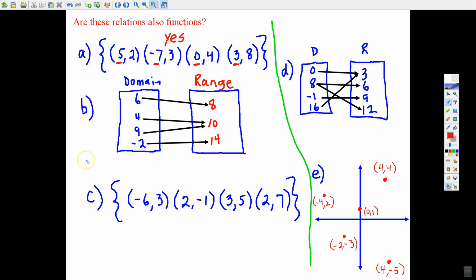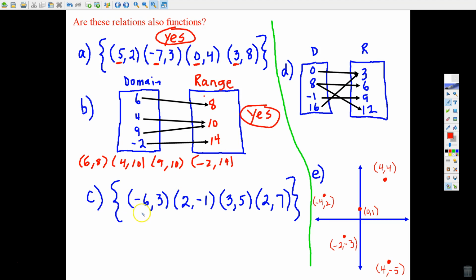If we were to show this in ordered pair form, like we did in letter A, it would look like this: (6, 8), (4, 10), (9, 10), (-2, 14). Well, you can see here pretty obviously that there are no repeats in my set called the domain. So my bottom line answer here is yes, this is also a function. Okay, let's look at letter C. Let's look at the domain: -6, 2, 3, 2. Do you see it? I've got the number 2 that shows up twice. Therefore, this, letter C, cannot be a function.